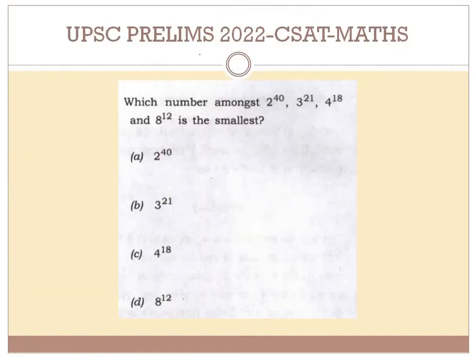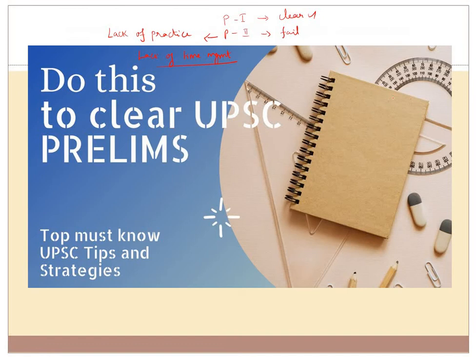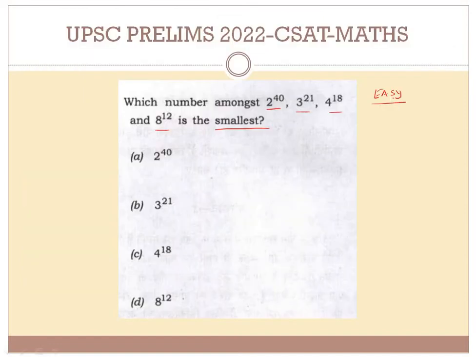Fine. Now we will go directly into the question. Which number amongst 2 power 40, 3 power 21, 4 power 18 and 8 power 12 is the smallest? See friends, this question comes under the easy category, and every year in the CSAT maths segment, around 5 questions like this are asked in the prelims. For these kinds of questions, you don't need to use pen or pencil to do any calculation. Rather, you can do the calculation with the help of your mind and directly get the answer. How can we do that?